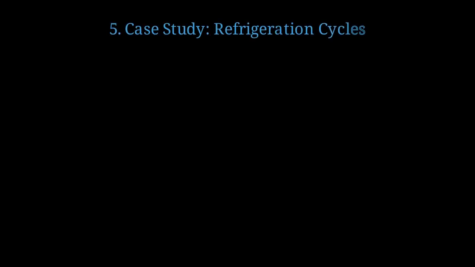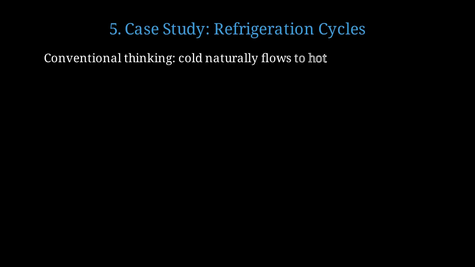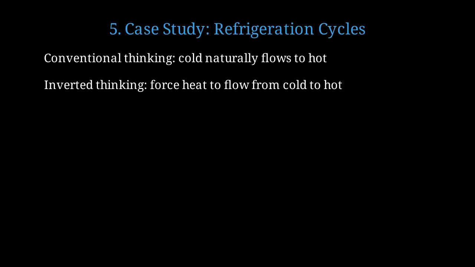Refrigeration cycles are a perfect example of inversion in action. They seem counterintuitive but are highly effective. Conventional thinking says that coldness naturally flows toward hot areas, or equivalently, heat flows from hot to cold. Inverted thinking asks, what if we force heat to flow from cold to hot, opposite to its natural direction?